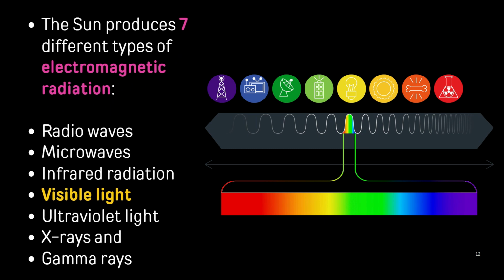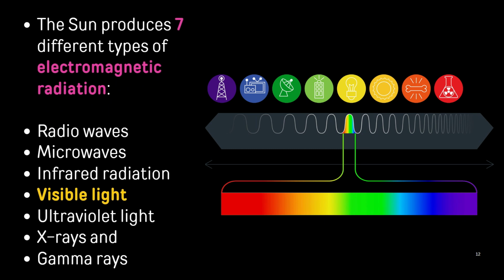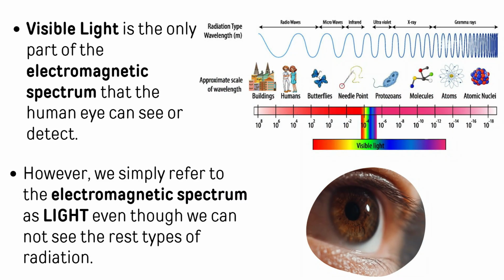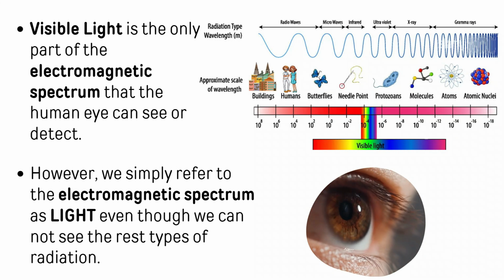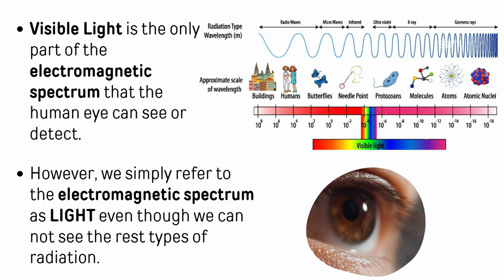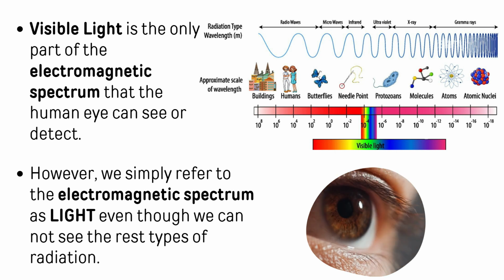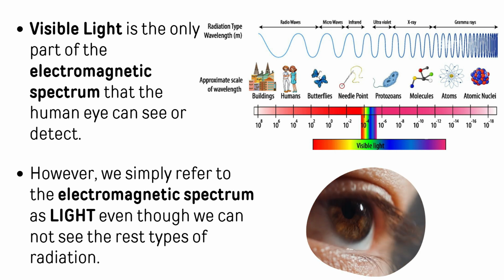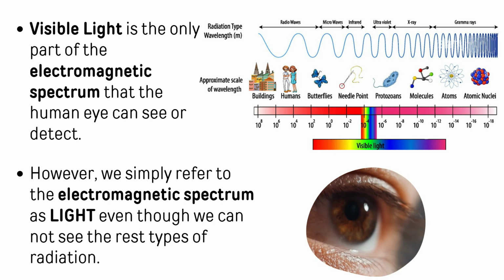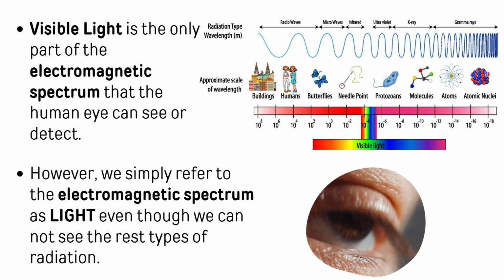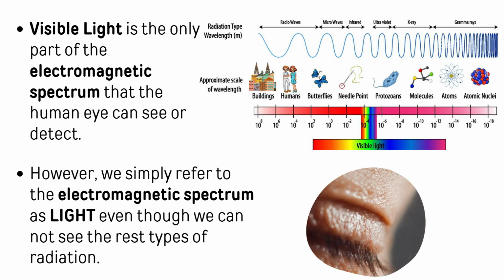The sun produces 7 different types of electromagnetic radiation: radio waves, microwaves, infrared radiation, visible light, ultraviolet light, X-rays, and gamma rays. Visible light is the only part of the electromagnetic spectrum that the human eye can see or detect. However, we simply refer to the electromagnetic spectrum as light, even though we cannot see the rest of the types of radiation.